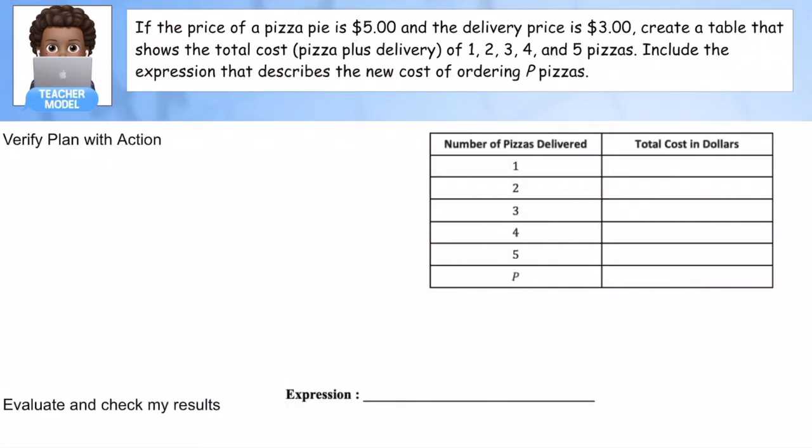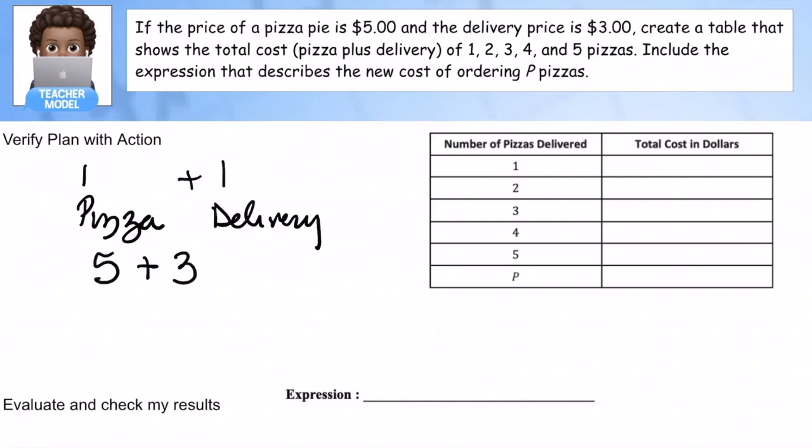Let's start by just trying out the scenario and just imagining what happens when we order the pizza and delivery. Because we have 2 terms here, we want to figure out which one might be a constant and which one might be a variable. So pretend we order 1 pizza and it gets delivered. What would that cost be? So it would be $5 for the pizza plus $3 for the delivery, which would mean a total of $8.